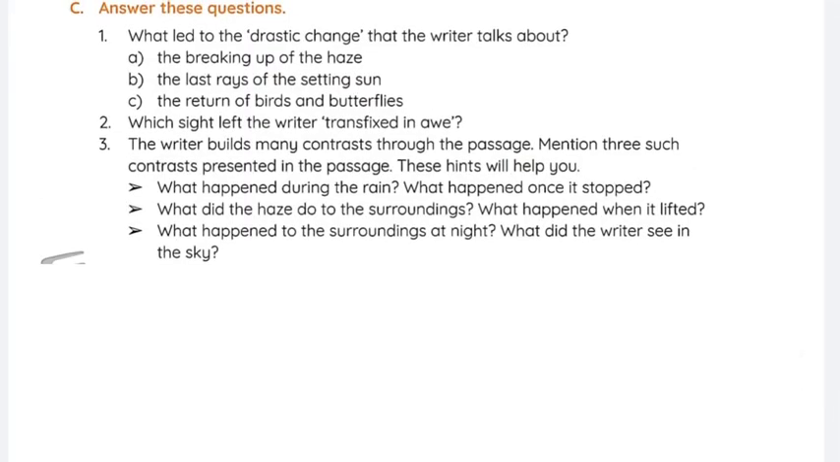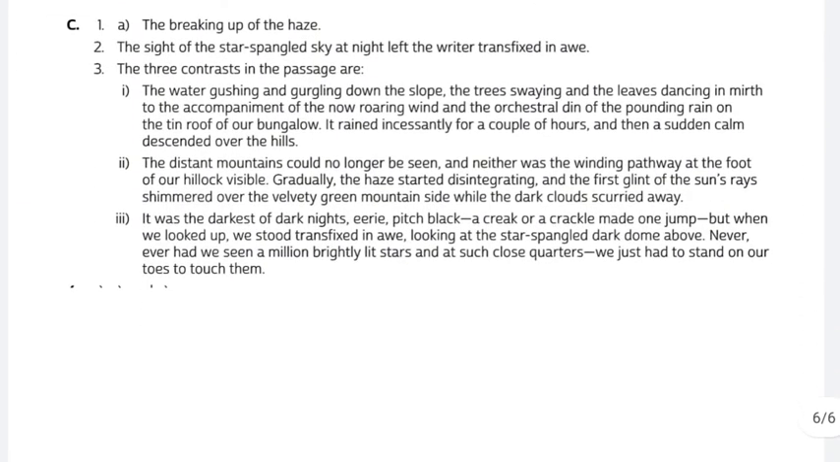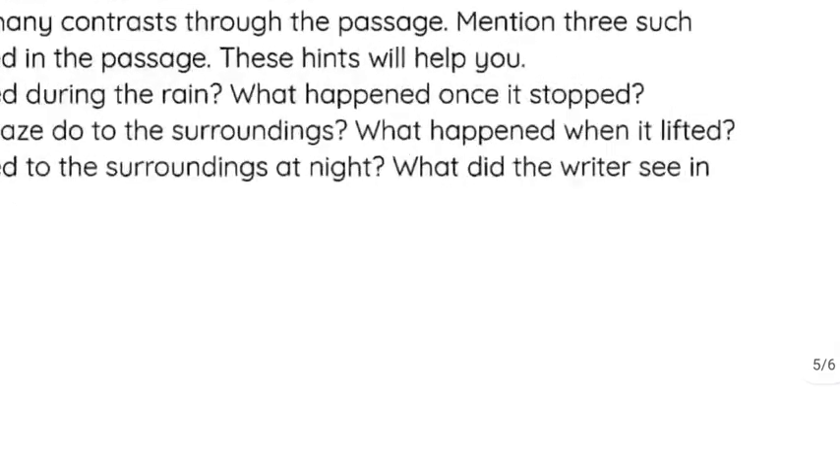And then the last question: what happened to the surroundings at night? What did the writer see in the sky? The paragraph would be: it was the darkest of dark nights, eerie, pitch black, a creak or a crackle made one jump. But when we looked up, we stood transfixed in awe, looking at the star-spangled dark dome above. Never ever had we seen a million brightly lit stars and at such close quarters. We just had to stand on our toes to touch them. So this is the paragraph from the text, isn't it, children?